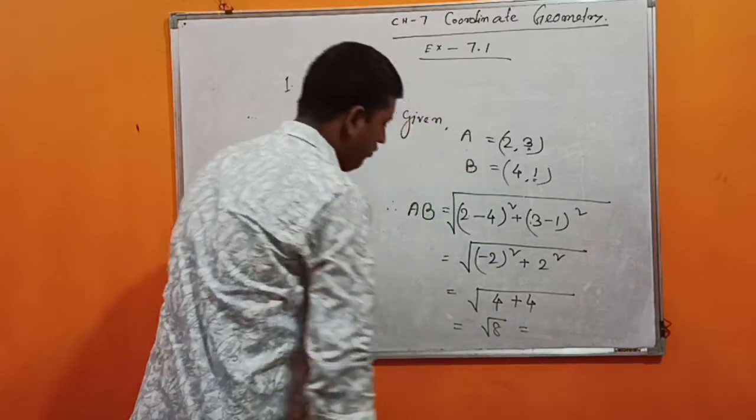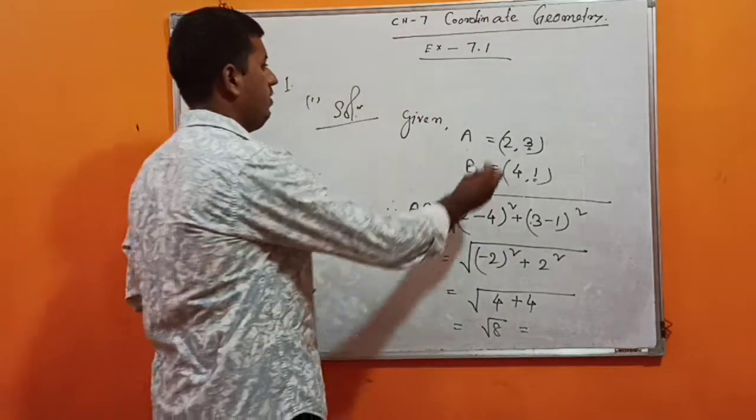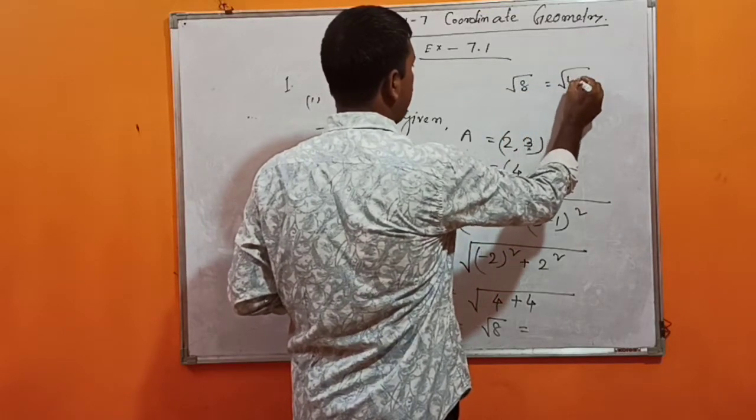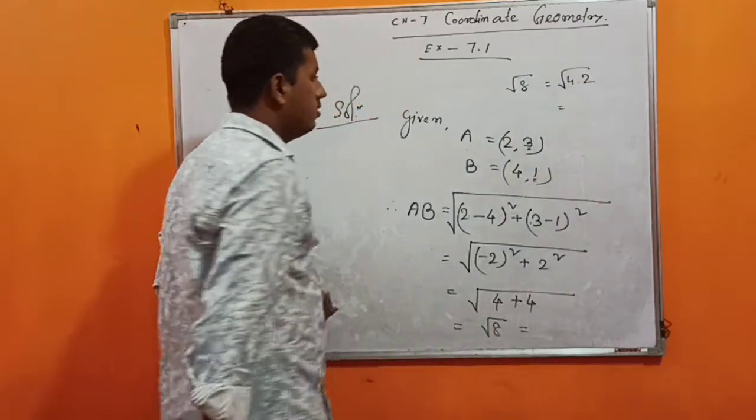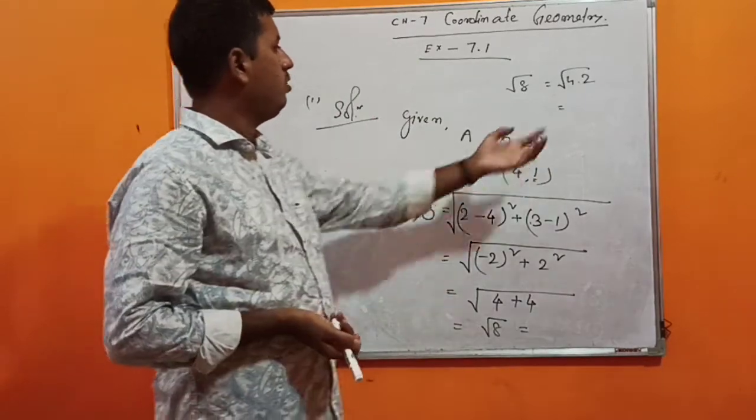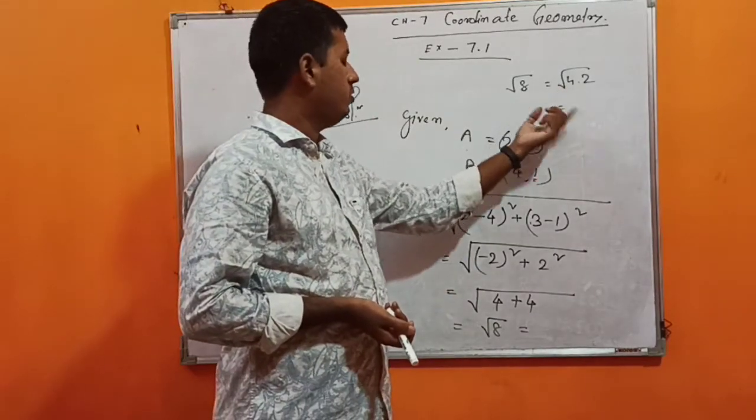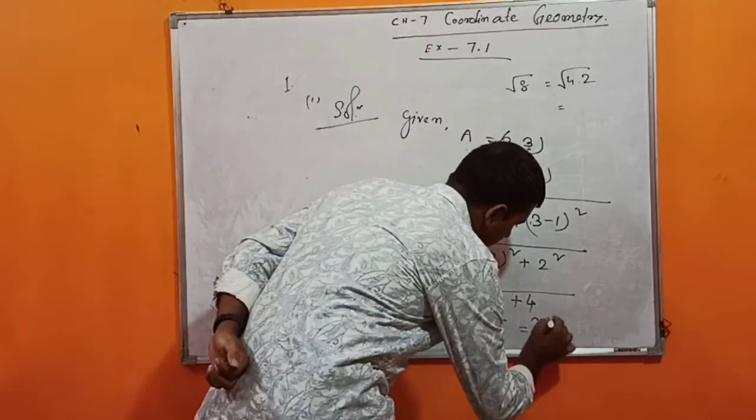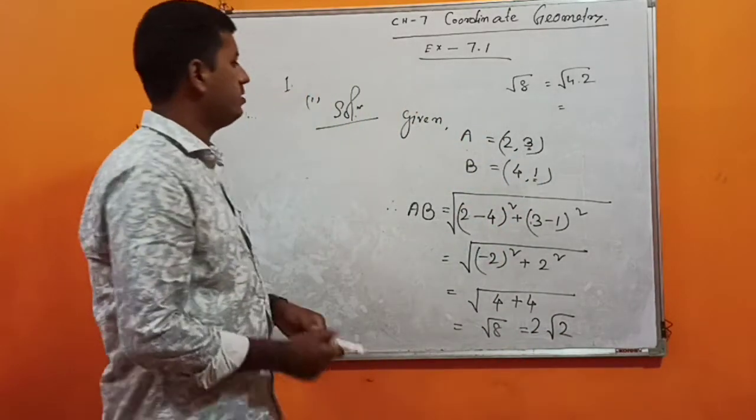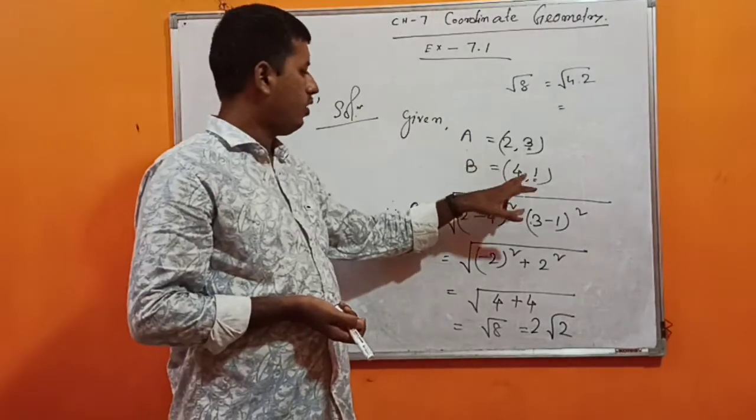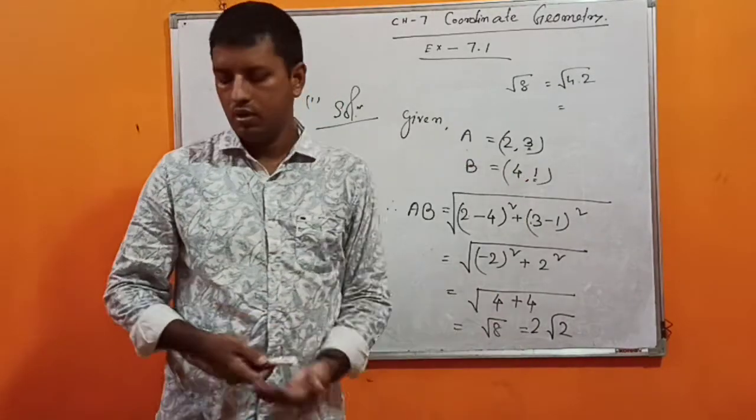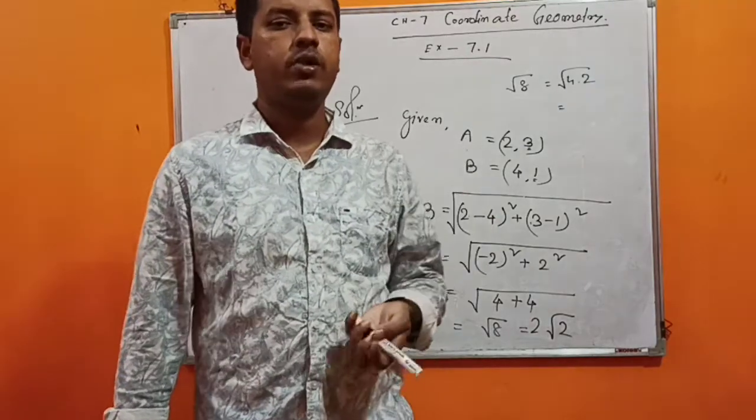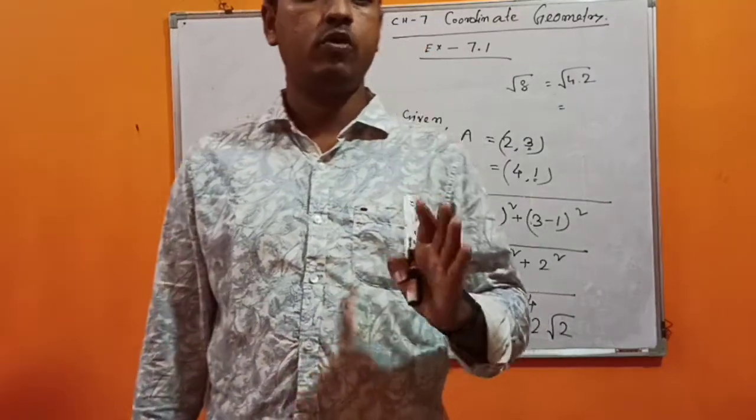So what is the value of root 8? Root 8 can be written as 4 into 2. If we take 4 out, it will be 2, so root 8 can be written as 2 root 2. So the distance between the points (2, 3) and (4, 1) is 2 root 2. If you have gone through this, then you will be able to solve question number 2 in question number 1.